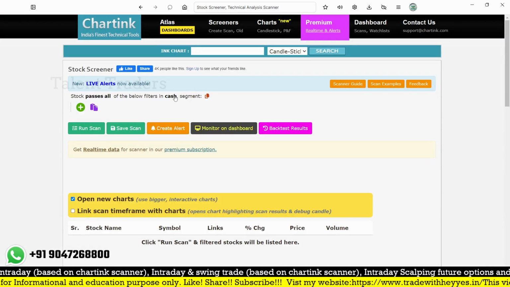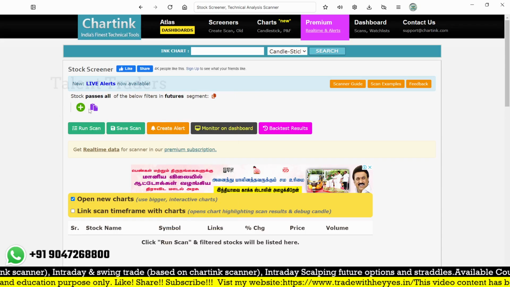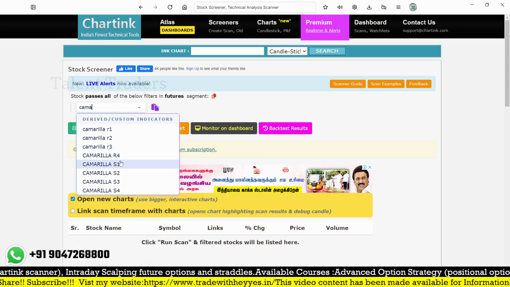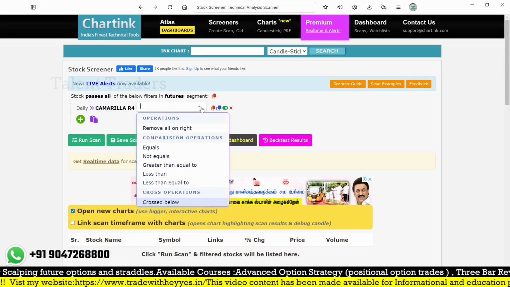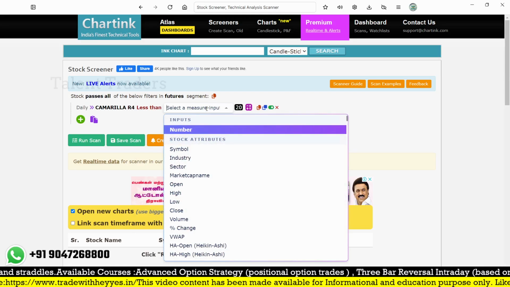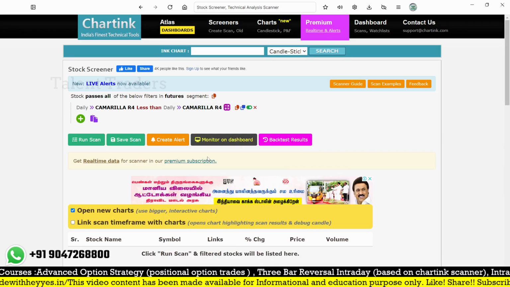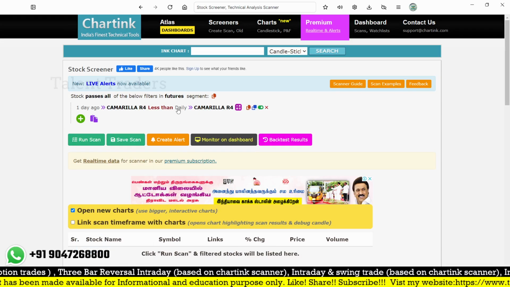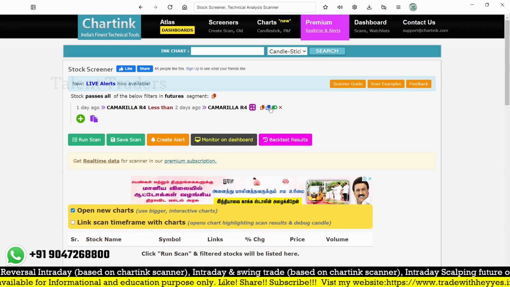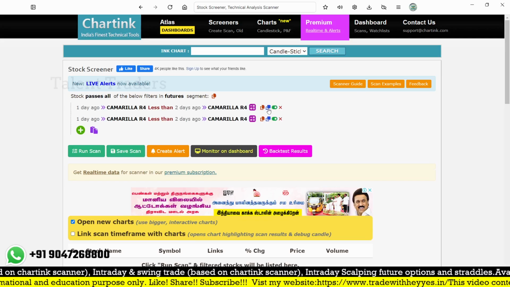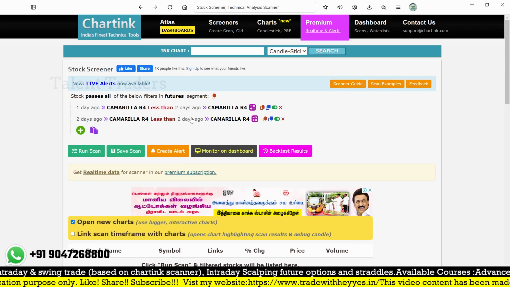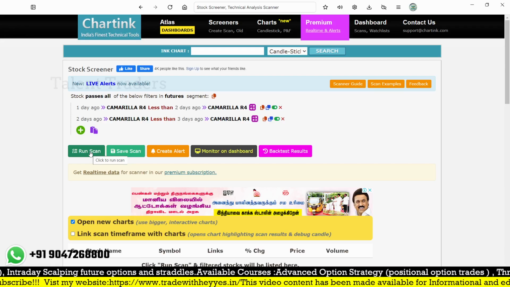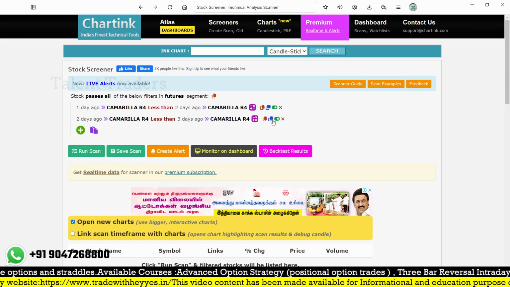Okay, create a scanner. We already made a Camarilla breakout scanner, which is a customized indicator to find a trade opportunity. I'm going to use Camarilla R4 as my condition, and it must be less than Camarilla R4. So here, a daily Camarilla, and I'll go for a 1 day ago Camarilla. Then a 2 days ago Camarilla, so we are using one more condition, 2 days ago, and it should be 3 days ago. So this condition will filter 3 consecutive days: day 1, day 2, day 3. Okay, so I'm just copying the same.